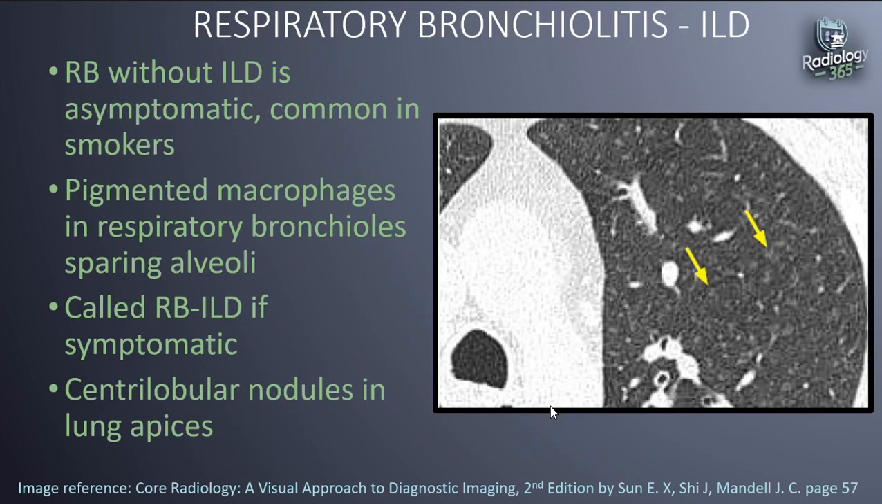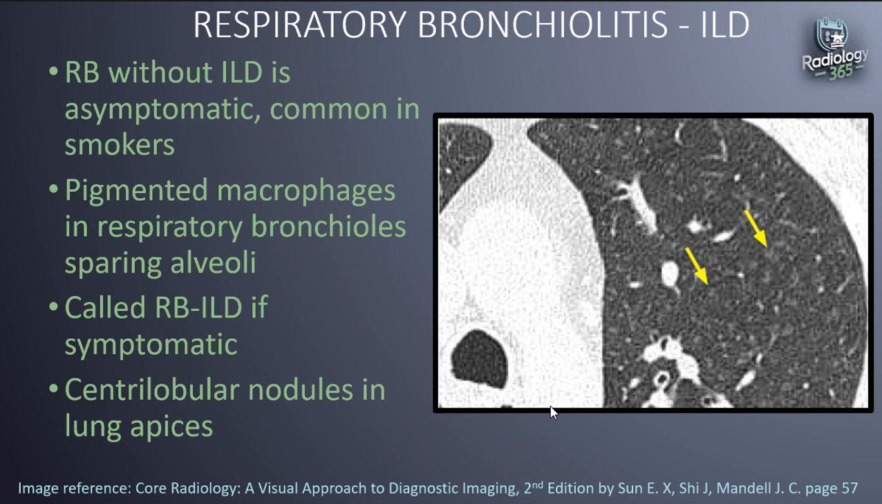Then we move to respiratory bronchiolitis. I'm going to call this respiratory bronchiolitis interstitial lung disease. It's both the clinical syndrome and the pathological diagnosis, and this is a smoking related interstitial lung disease. So if we just say respiratory bronchiolitis, we're talking about the condition where pathologically we see pigmented macrophages in the respiratory bronchioles. This is respiratory bronchiolitis without the ILD.